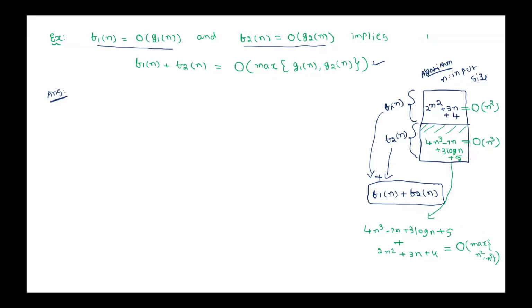If there are two parts in the algorithm, the first part's amount of work done is big O of n square, or big O of g1 of n, and the second part's amount of work done is not more than g2 of n. What is the total work done in this algorithm? Whether it will be smaller than g1 of n, total amount of work.